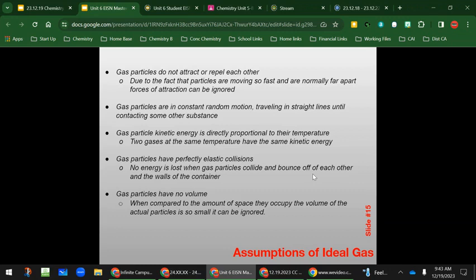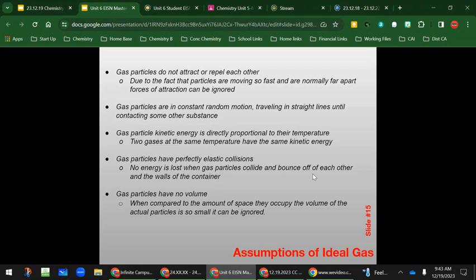Gas particles have perfectly elastic collisions. What is that? They bounce off each other. Not only that, they bounce off each other, but when they bounce off each other, they don't slow down. Two objects hit each other in the real world and bounce off, they slow down. They lose energy. How do we know gas particles don't do that? What would indicate that gas particles are slowing down every time they hit something?